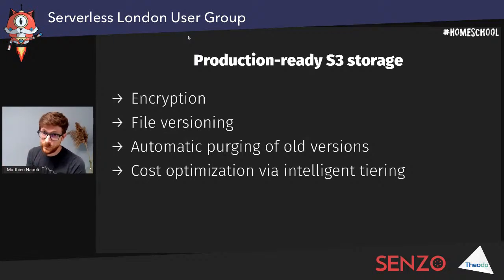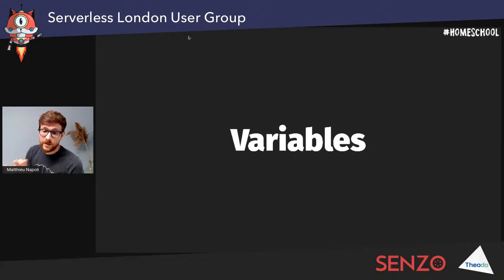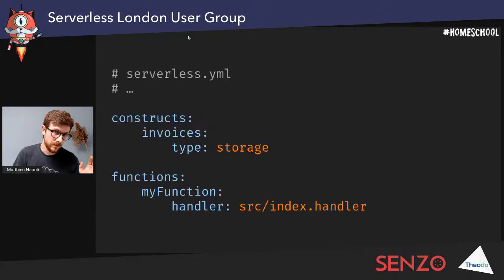We have a bucket, but we want to use it. Let's say I have a Lambda function and I want to be able to read and write files from that function. That's where variables come into play. Forget about CloudFormation, forget about CloudFormation references. It's all done for us thanks to variables provided by Lift.